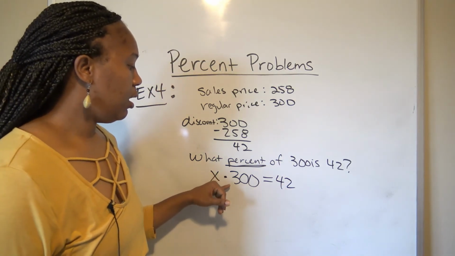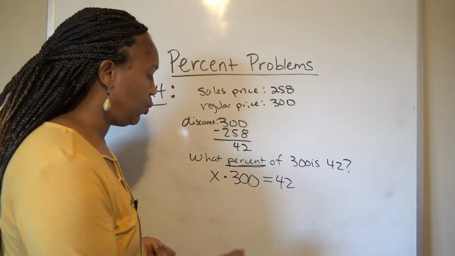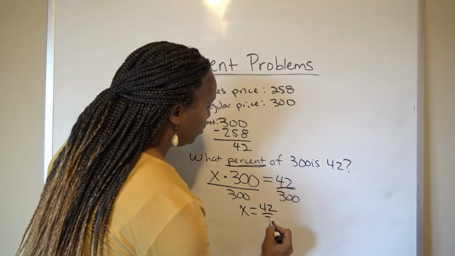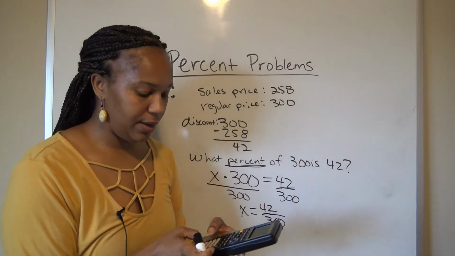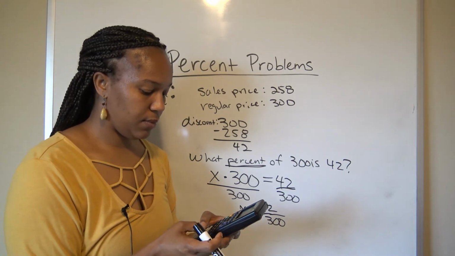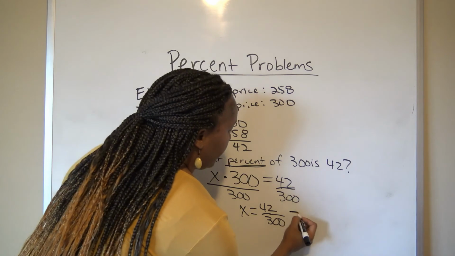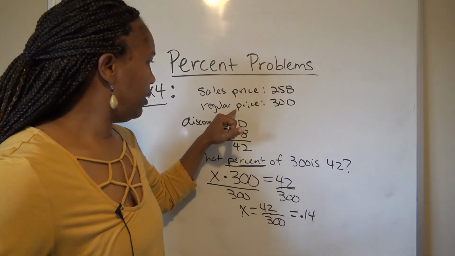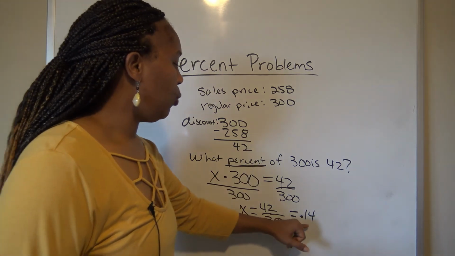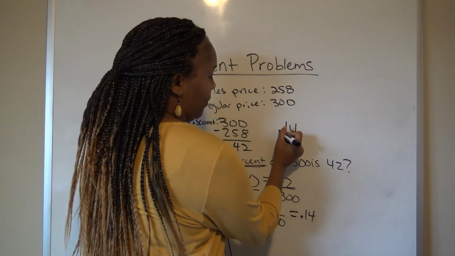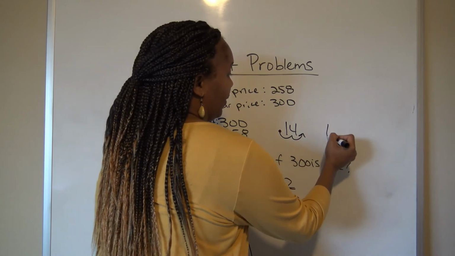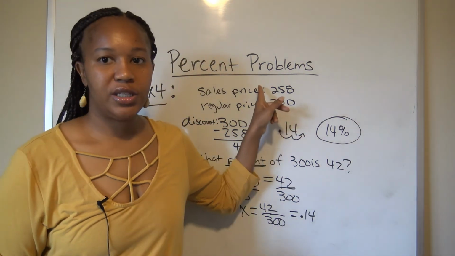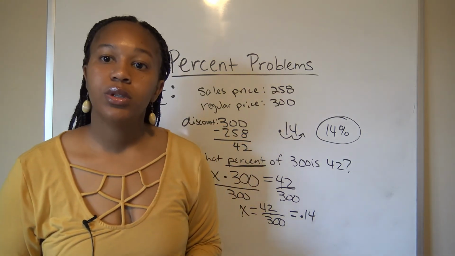So what percent of 300 is 42? We want to solve for x, and we'll solve for x by getting rid of the 300. So we'll divide both sides by 300, and we get x is equal to 42 over 300, which when I divide that out, I get 0.14. So 0.14 represents the decimal, but remember, we have to go back and convert it to a percent. So 0.14 as a percentage, you go to the right twice. So that'll be 14%. So your answer will be 14%. So they gave a 14% discount by selling the tires for $258 when the original price was $300.